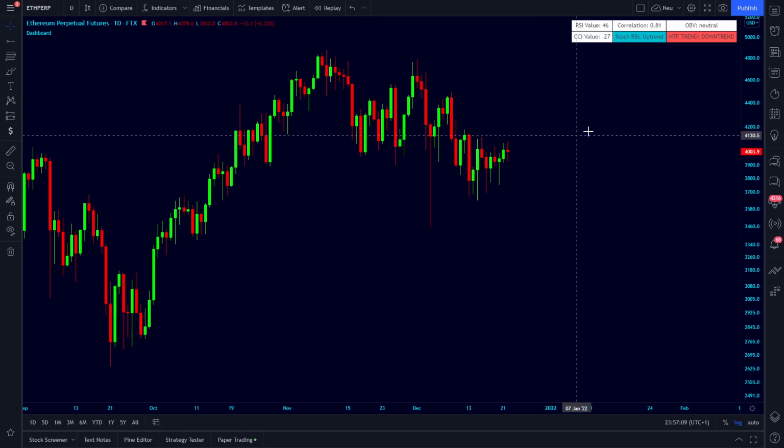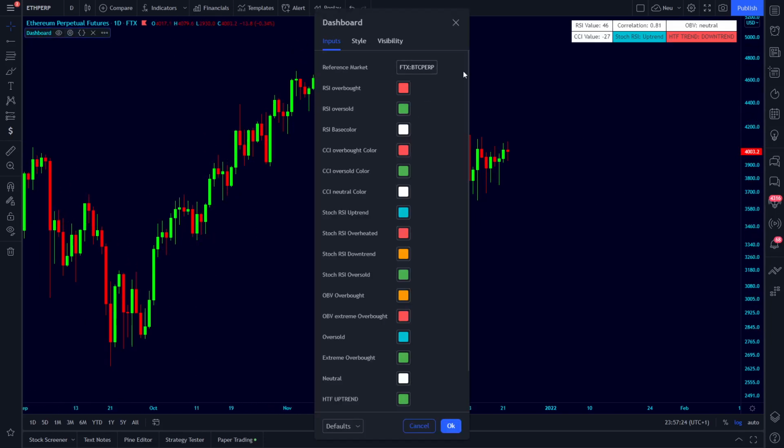Next, we've got the correlation. The correlation is kind of something special. It's displaying the correlation of the asset you're looking at currently to Bitcoin, or to the asset you've typed in here in the settings. It's called reference market. It doesn't have to be Bitcoin. You can also choose any other asset you'd like to.